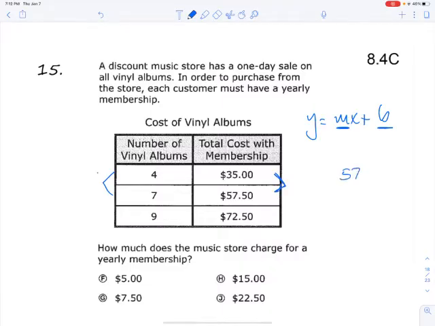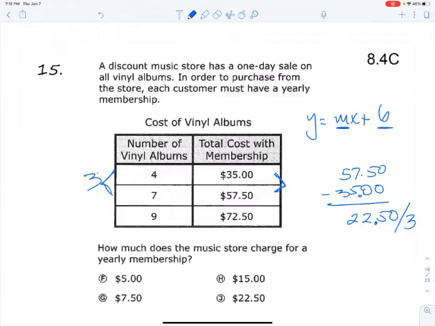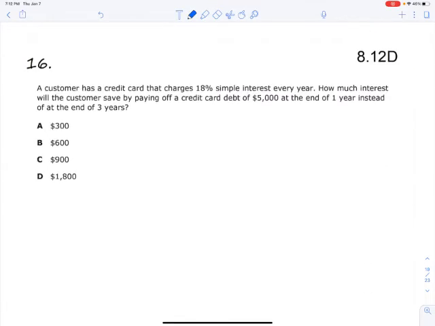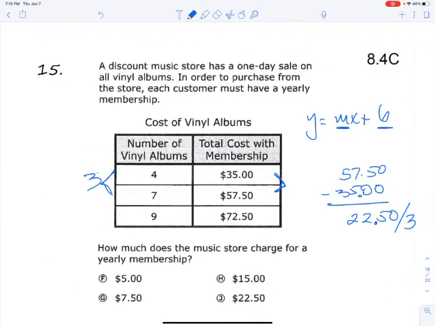So we're going to do 57.50 minus 35. And when we do that, we end up with 22.50. Okay, and then we look at our pattern on the left, and our pattern is 3 in this particular case. So I'm going to divide 22.50 by 3. We find out that our slope, our m value, is actually equal to $7.50. So that's how much each album costs.